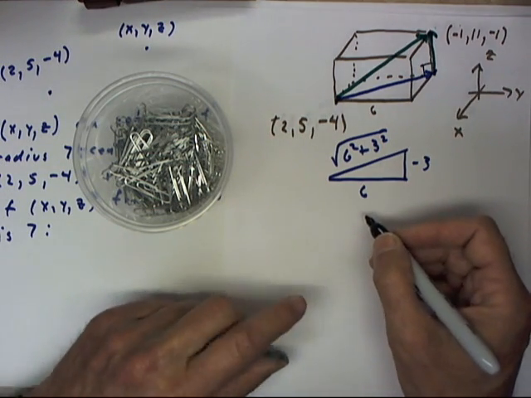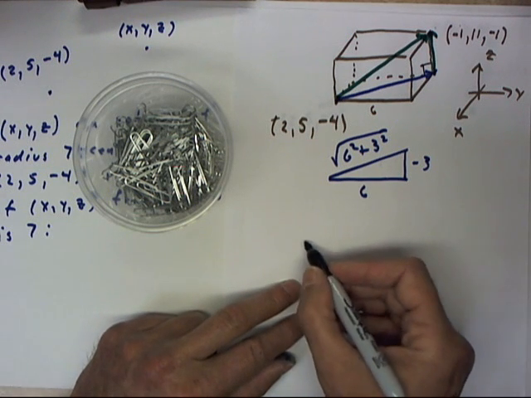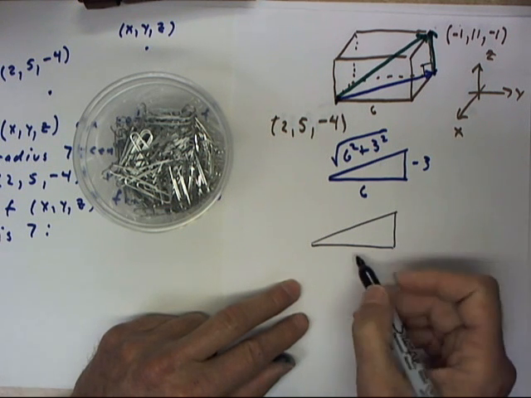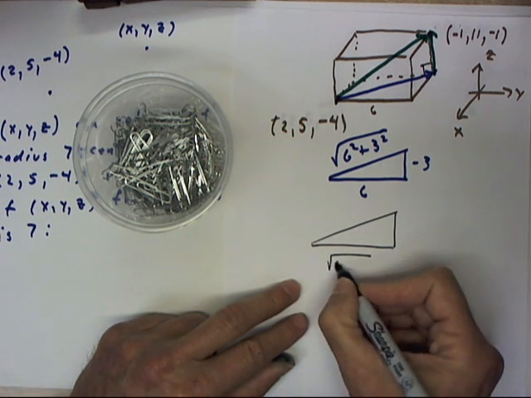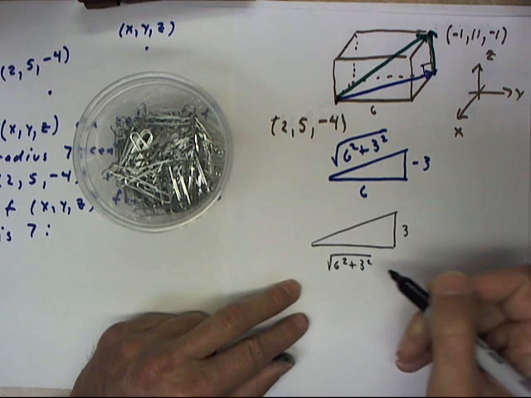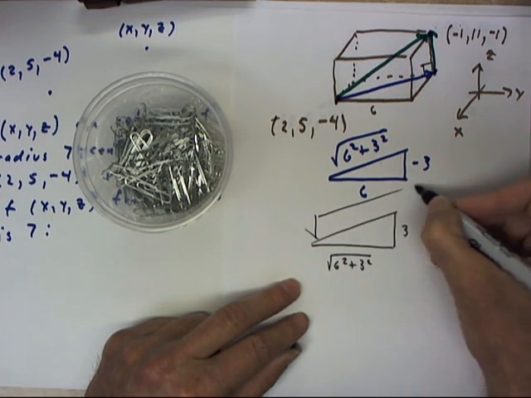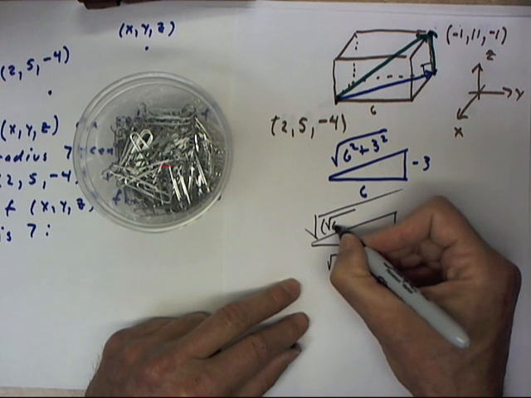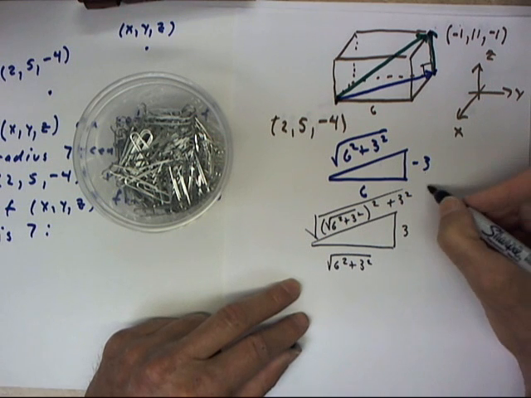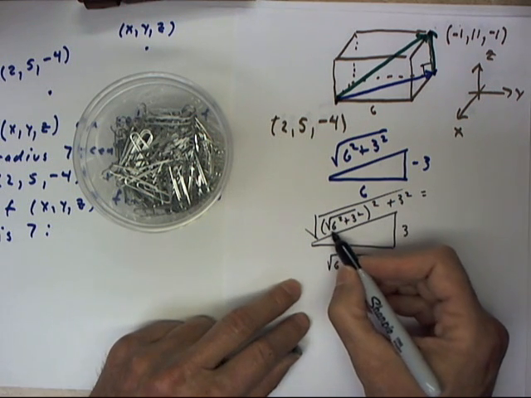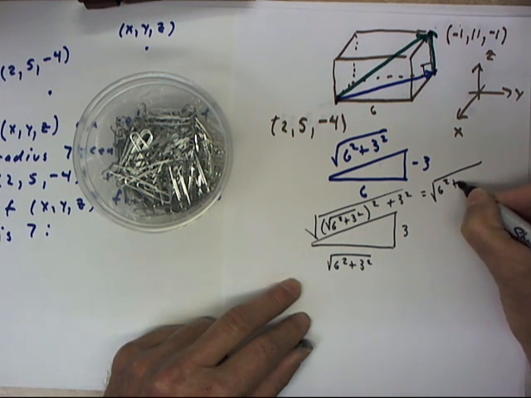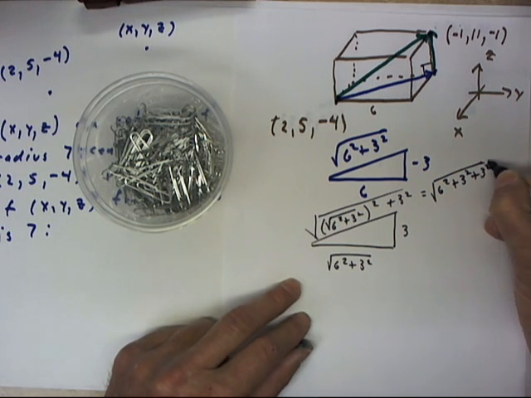So now if we bring that triangle out into the open, or lay it down in the plane, it's going to be like so. And this is going to be the square root of 6 squared plus 3 squared. And this is going to be 3. So what's this going to be? It's going to be the square root of the square root of 6 squared plus 3 squared, squared plus 3 squared, which is just equal, well, if we square the square root, we just get the 6 squared plus 3 squared. That's going to be the square root of 6 squared plus 3 squared plus 3 squared.